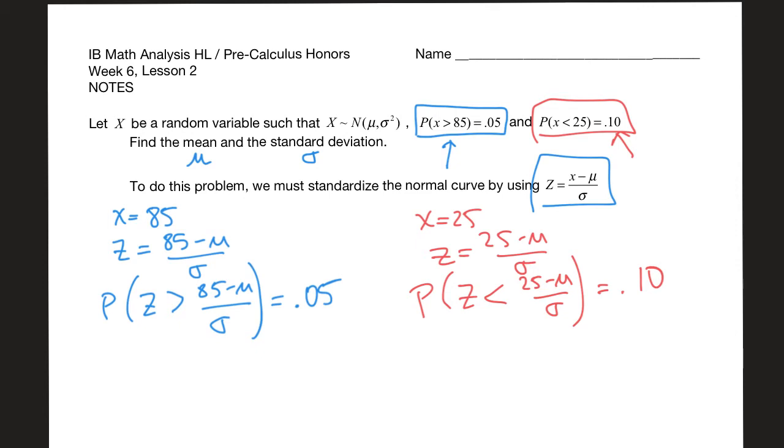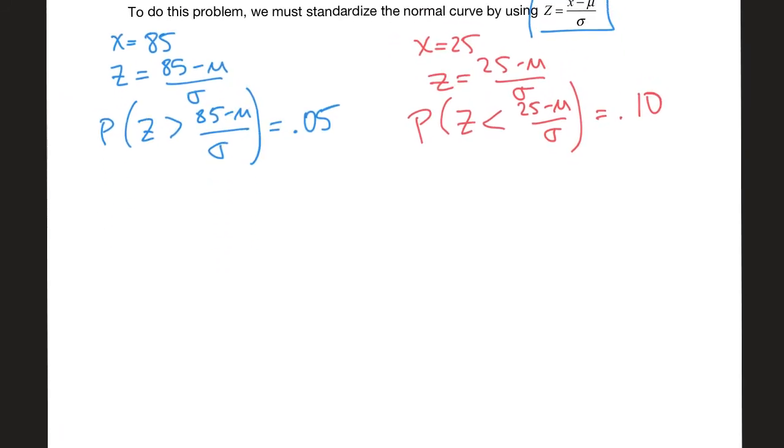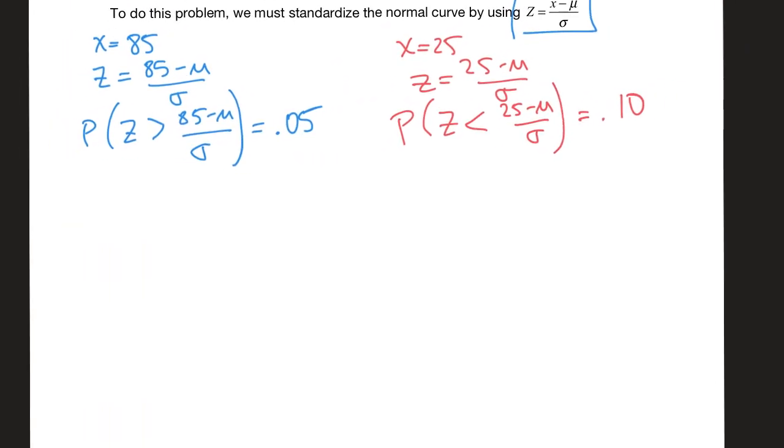Okay, so now this is where your calculator comes in. What I need to do is use the inverse norm, right? That's what you learned on the last lesson. I'm going to use inverse norm on both sides. In other words, I need to find a way to get rid of these parentheses. So if I do inverse norm on this, oh, sorry, I forgot to change back to a pen. There we go. This becomes 85 minus mu over sigma, and the inverse norm on this side gives me 1.645.